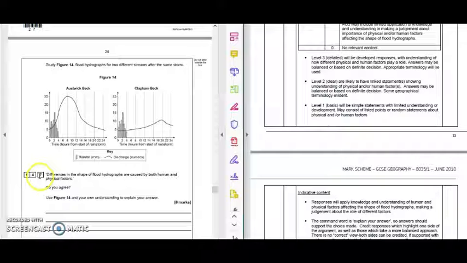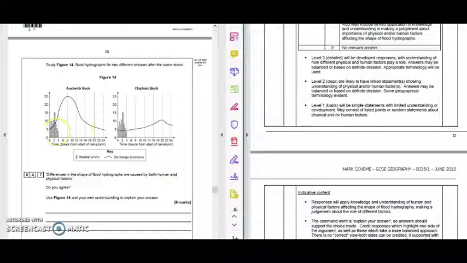Final question 4.7. Differences in the shape of flood hydrographs are caused by both human and physical factors. Do you agree? So we've got to use some of the figures from these two hydrographs and your own understanding, which is the Boscastle River flood. So what I'd like to do for 6 marks, first of all, let's have a look at this hydrograph here.